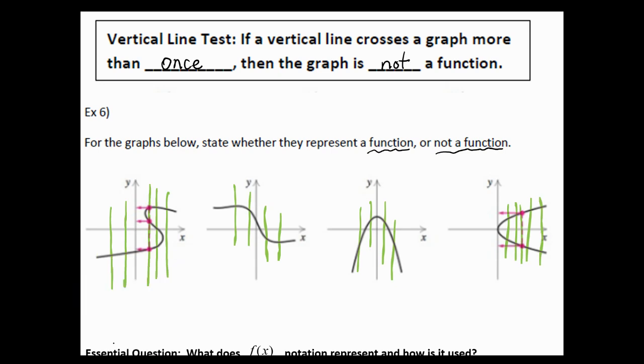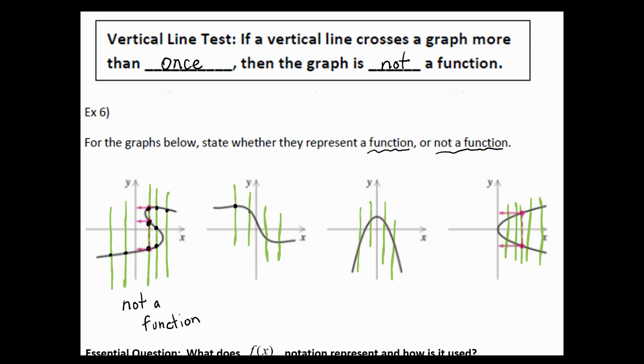That's all that means. And what happens is you look, well, over here, my green line only hit once. It only hit the graph once, but right here, it's hitting the graph 3 times. Again, here it's hitting 3 times, here it's once. If it hits more than once, then this is not a function. That's all the vertical line test is.